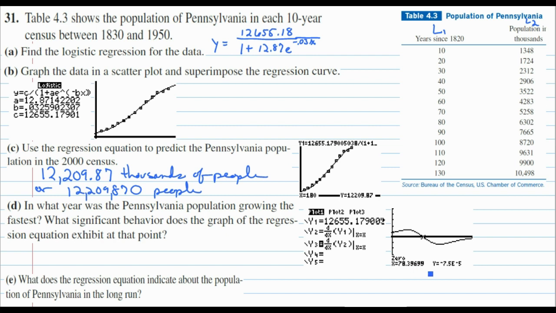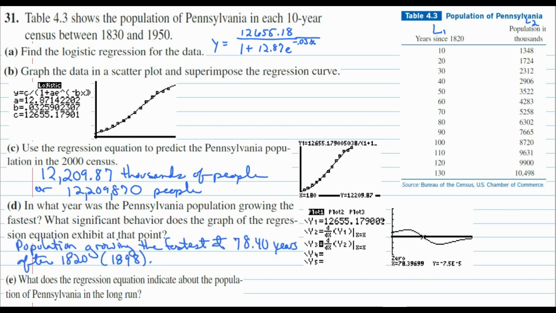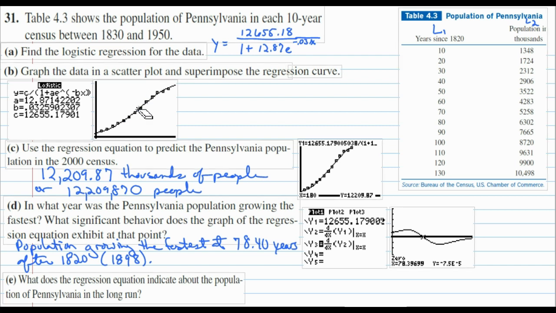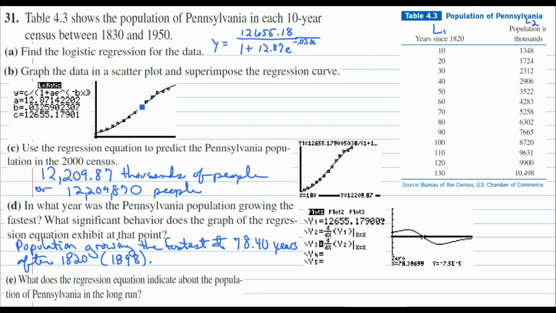0.40 years. Then the second part of this question says, what significant behavior does the graph of the regression equation exhibit at that point? The regression equation is this, and from what we learned before, the fastest growing population there is going to be at that inflection point. So the graph of the regression is exhibiting an inflection point at that spot.